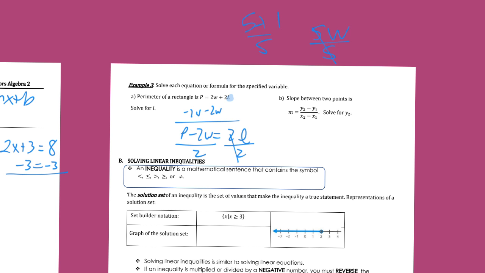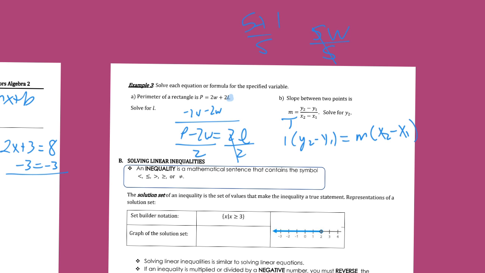Okay, the next one, solving this. You're like, I got to get to Y2. How do I get there? There's a lot of different steps. Well, you can cross multiply. Put this over 1, and you can diagonally multiply 1 times Y2 minus Y1 and set that equal to M times X2 minus X1. And then we want to solve for Y2, right?